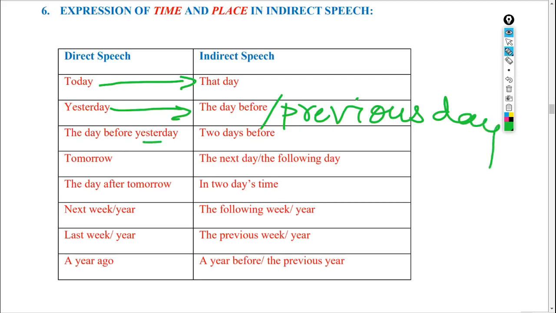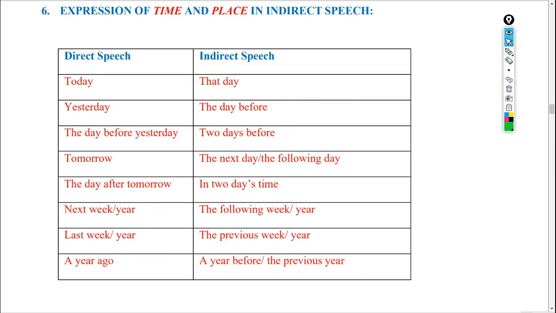Yesterday will be the day before. The day before yesterday will be two days before. Tomorrow will be the next day or the following day. The day after tomorrow will be in two days' time. Next week will be the following week. Last week or last year will be the previous week or previous year. A year ago will be a year before or the previous year. In this way, the adverbs indicating time or place change according to this particular formula, and you need to remember it. Let us continue.